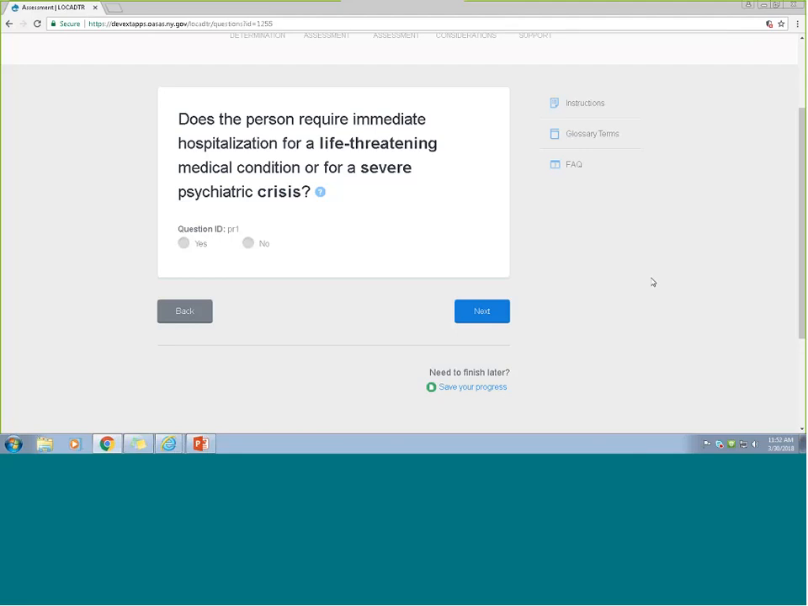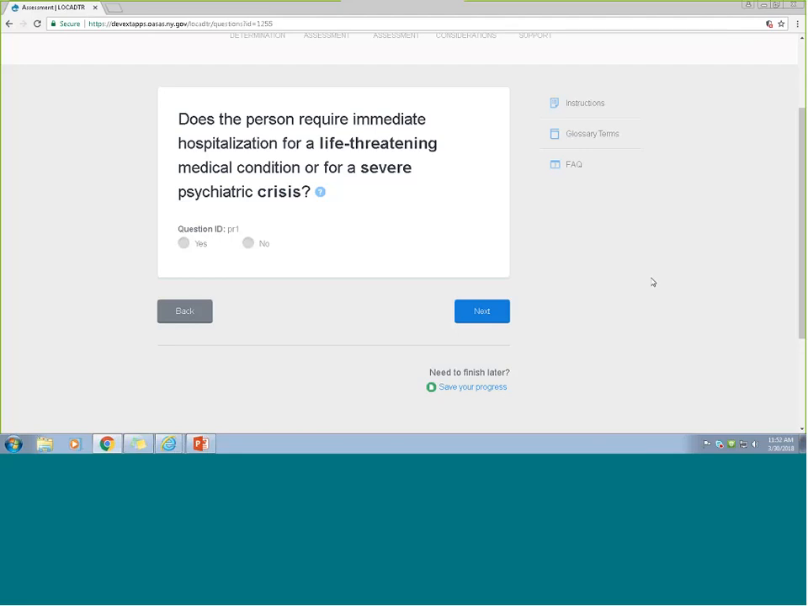And it may be that there is something that the Locator hasn't identified, in which case it's perfectly okay for you to override that level of care. But we'd much rather you did that than go back and just try to get the level of care that you were interested in.